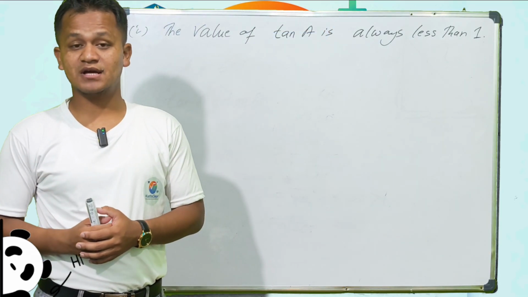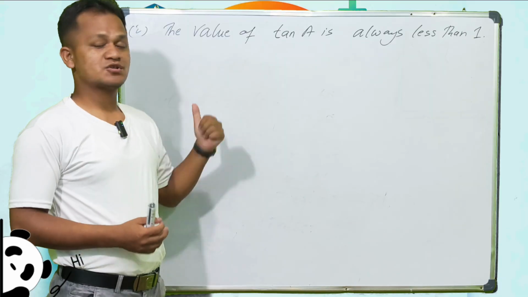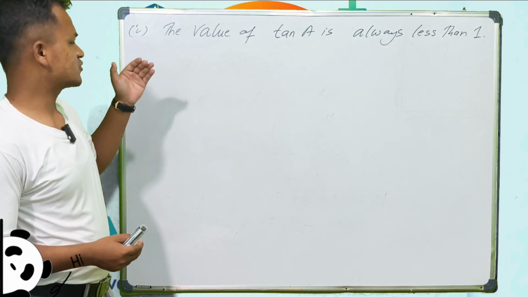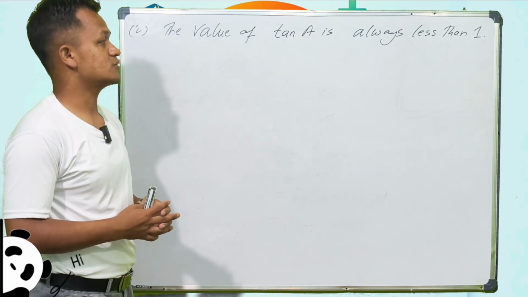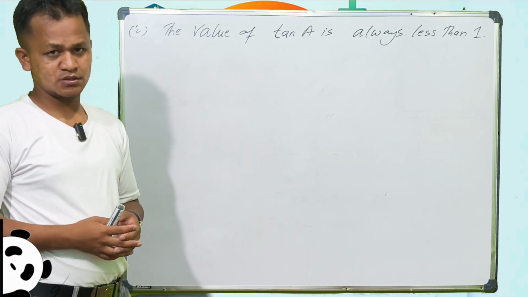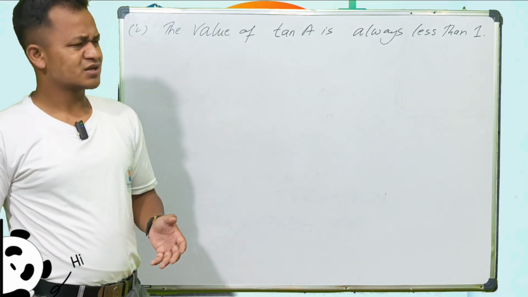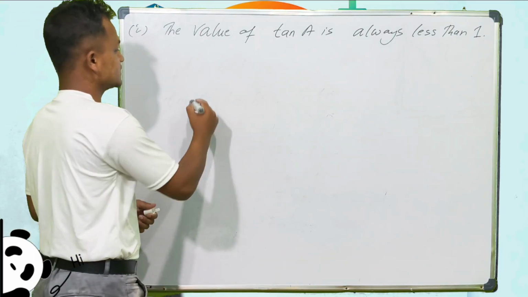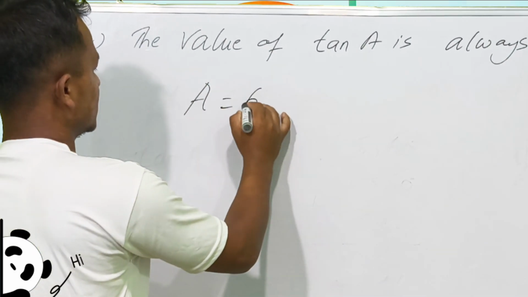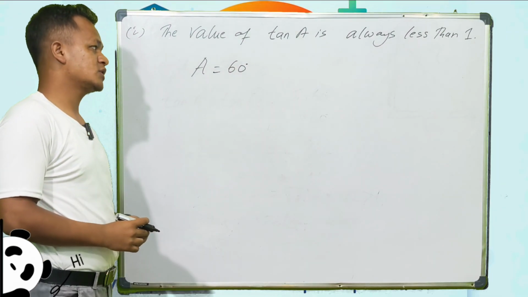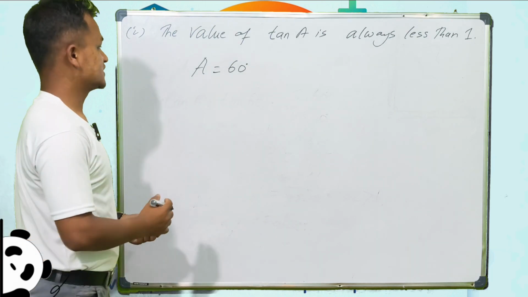Okay, so let's try to first solve question number 1. In this question number 1, it says that the value of tan A is always less than 1. So we need to prove whether this statement is true or false. So let us suppose that the angle A is equal to 60 degree. Let's see what will happen to tan A if A is equal to 60 degree.